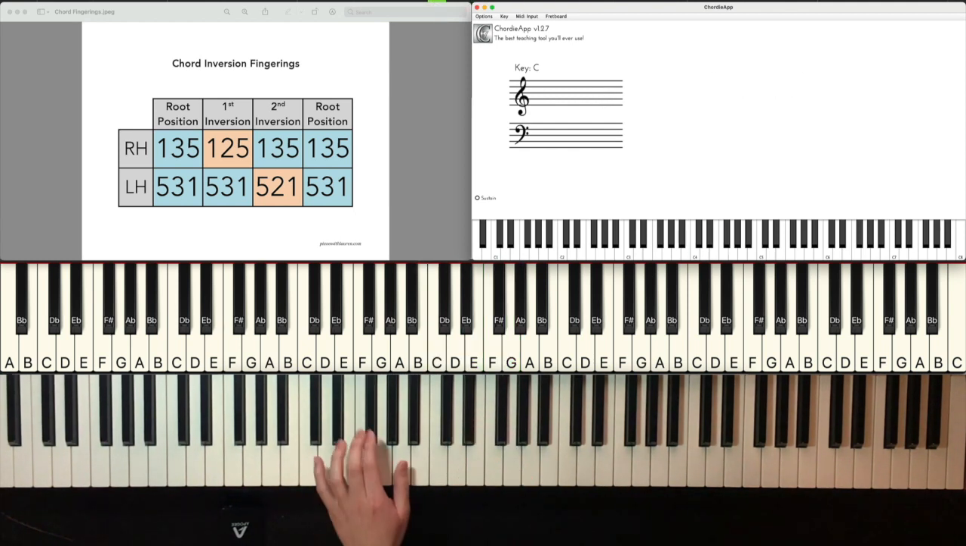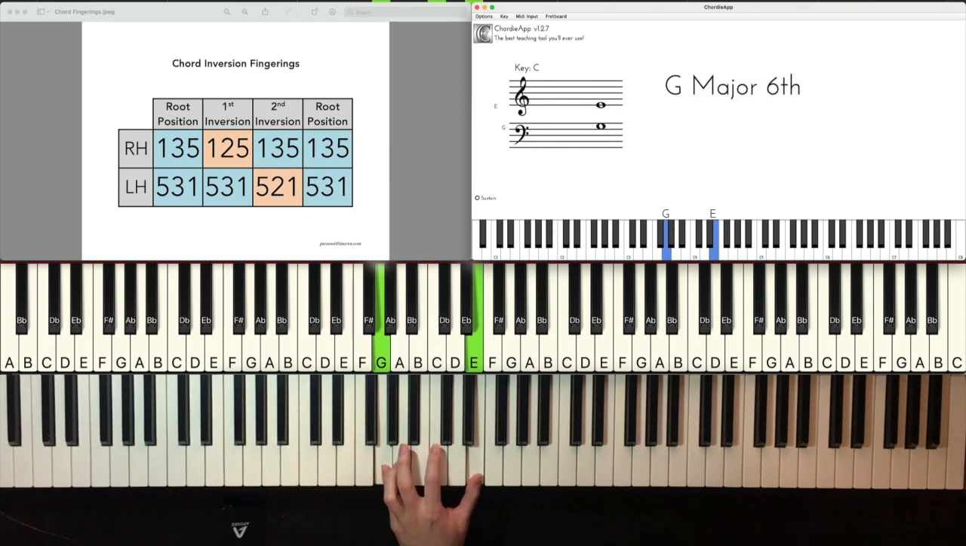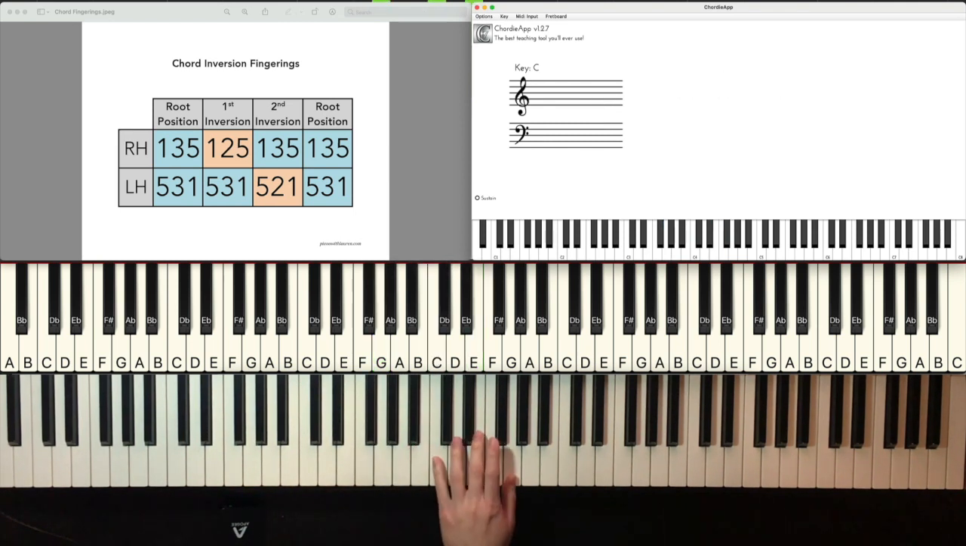Okay, let's do the same for the left hand. So left hand starts off as 5-3-1 as well. First inversion is also 5-3-1. Then the second inversion is 5-2-1. Notice how the 2 in the middle is closer to the thumb, right? The C is really close to the E, so that's why we use finger 2 instead of finger 3 there. And then we move up one more time to get to the root position. Then we go back down.